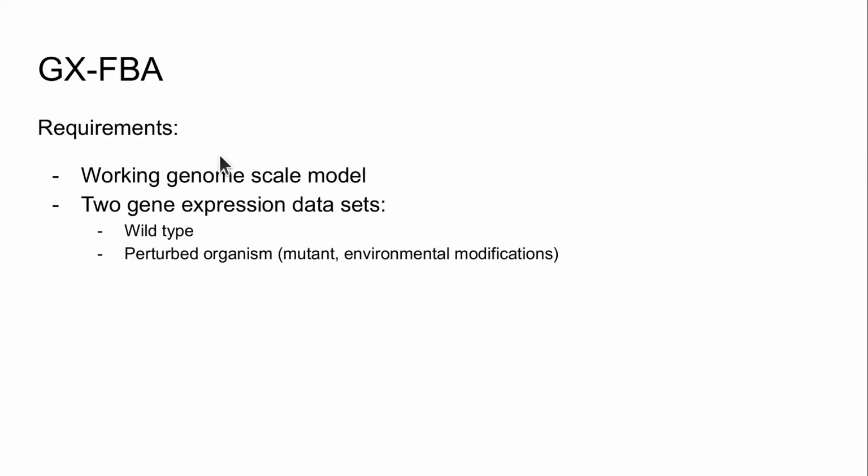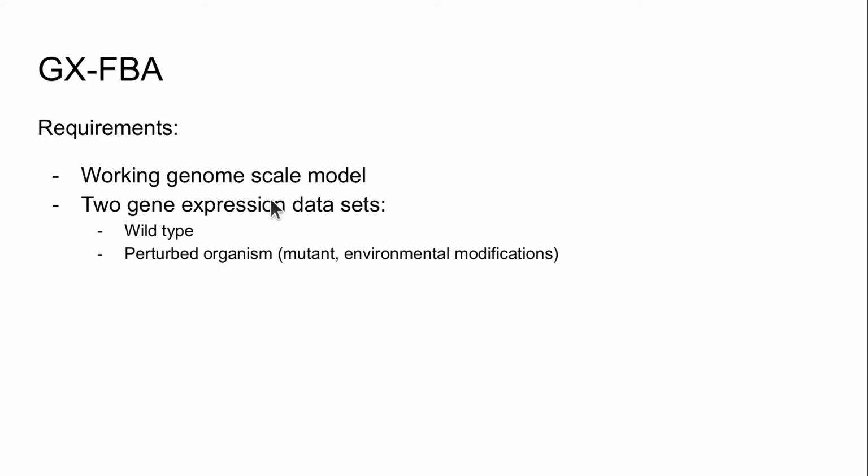So first, in order to use GXFBA, we need to have two things really. First is, as in any FBA, a working genome scale model. We need to have an XML file or something similar that contains an overview of the metabolic capabilities of the cell in terms of reactions, metabolites, and so on, and of course the associated gene rules for the included reactions. In addition to this basic model, which is what we normally would just need to do normal FBA, we need to have gene expression data.